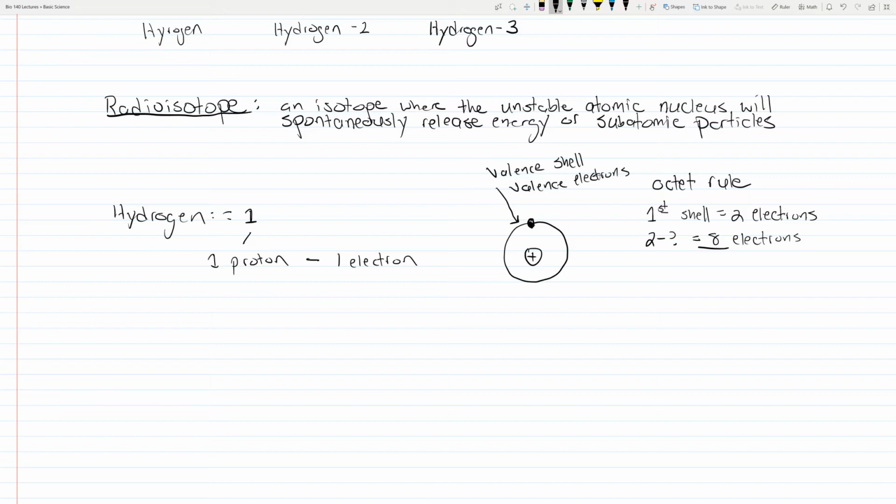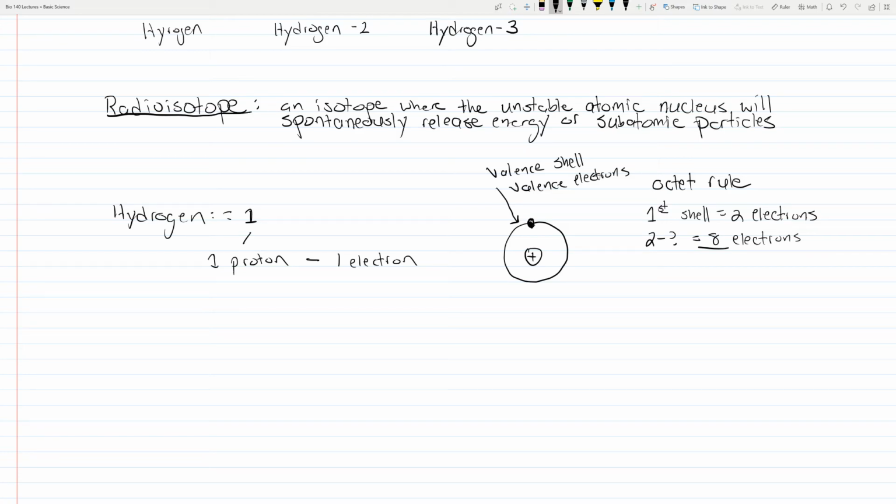Now, if you've taken chemistry or physics before, you will know that the third shell, the fourth shell, the fifth shell can hold a lot more than 8 electrons, and I'm not going to disagree with you on that. But for bonding purposes, 8 will fit us. That's all we need to know. Okay, so we're going to look at another one.